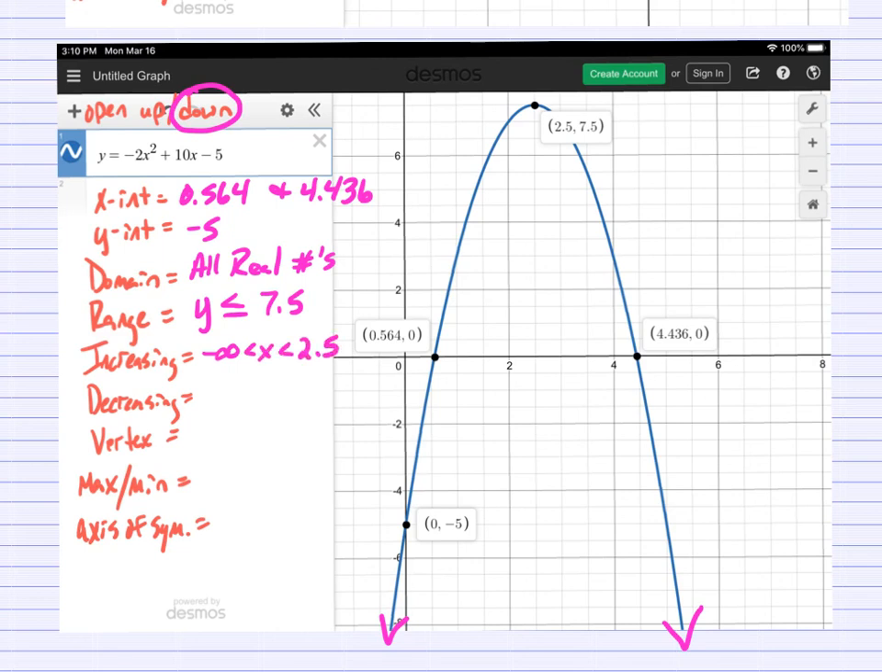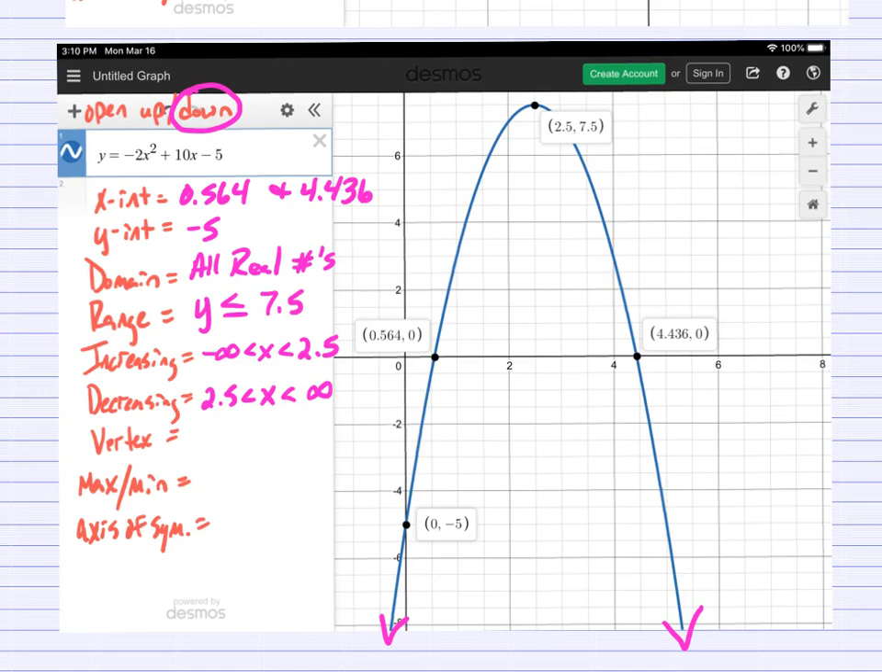And when is my roller coaster decreasing or going down? Well, right here is where it starts going down. So at 2.5, and it's going down all the way to over here, which is the positive infinity because it keeps going on forever. So from 2.5 to positive infinity.